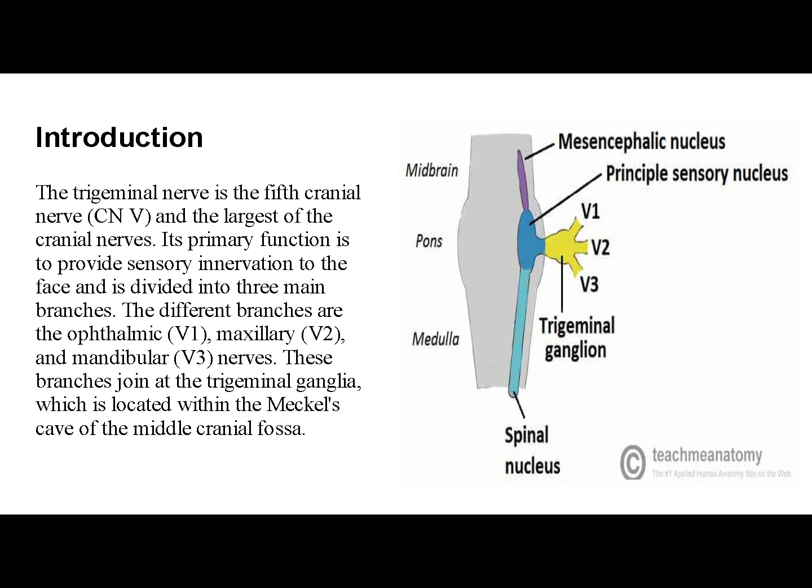These branches join at trigeminal ganglia, from where they further go into the principal sensory nucleus and are later on transferred to the midbrain, as you can see in the structure right here.